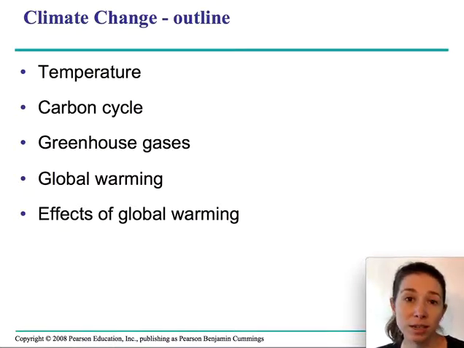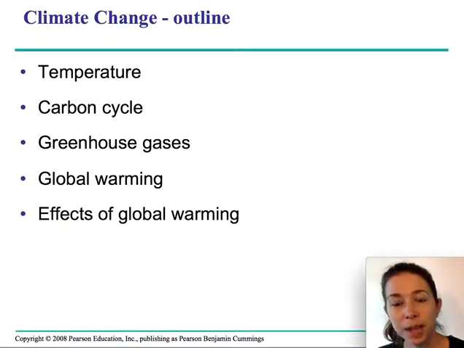Then we're going to discuss greenhouse gases and the greenhouse effect, and how this is linked to global warming, what global warming really means, what the reasons that the Earth is getting warmer are, and some of the effects of the Earth getting warmer.